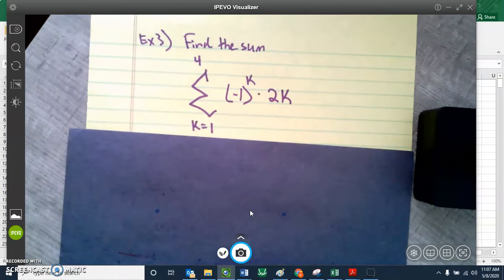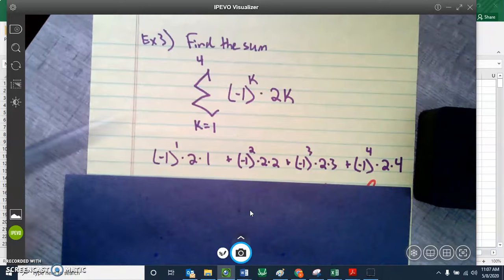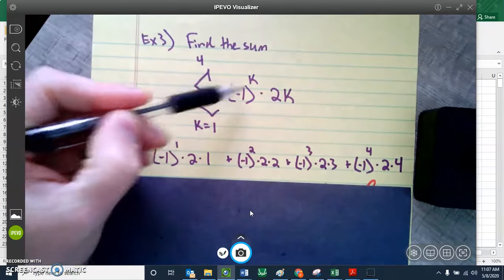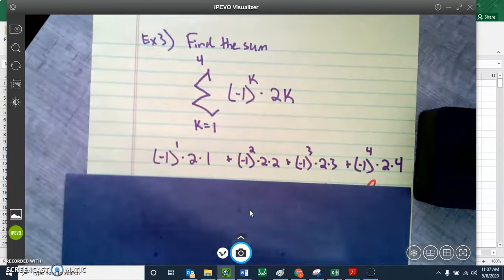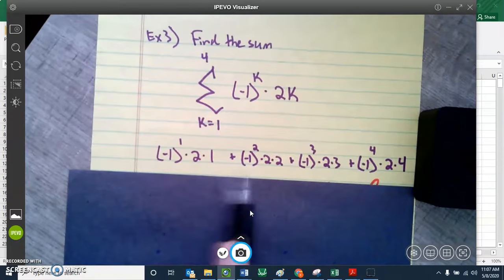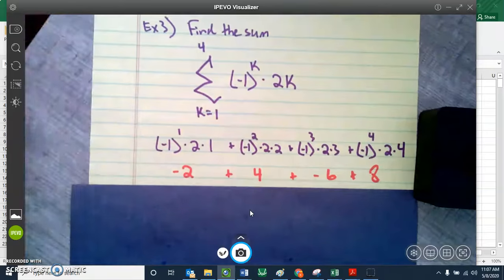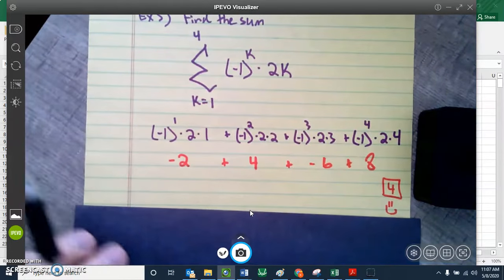So we're just doing this by hand. I'm going to plug in a 1, 2, 3, and 4. There it is. There's me plugging in a 1. Negative 1 to the first, times 2 times 1. Negative 1 to the second, times 2 times 2. Negative 1 to the third, times 2 times 3, so on and so forth. This will get me each term of the sequence, and then I just add them all up individually, and we get 4. Piece of cake.